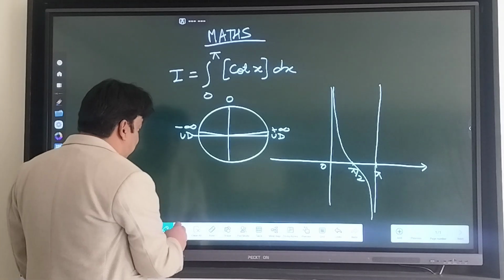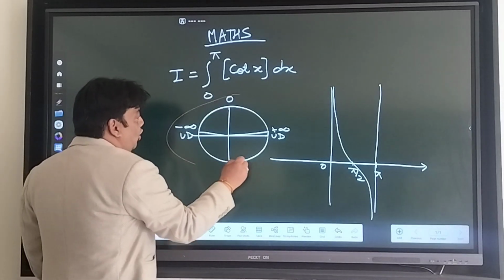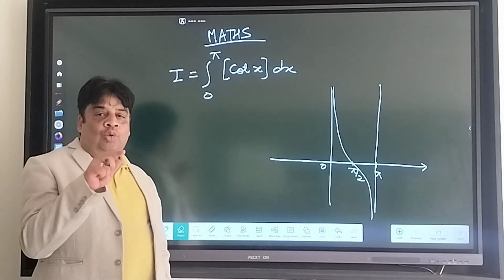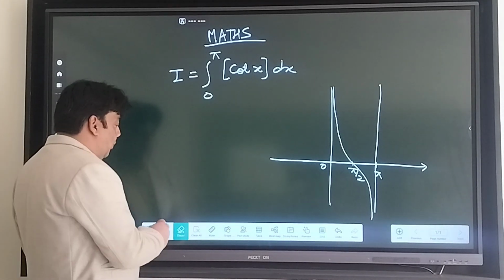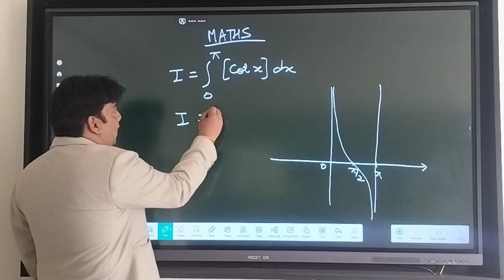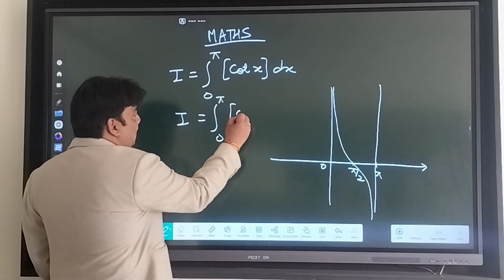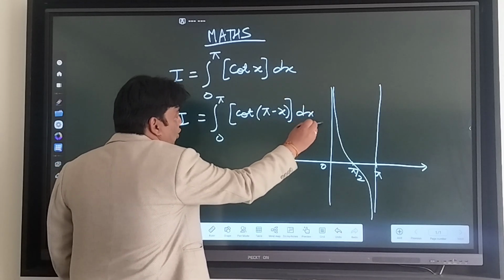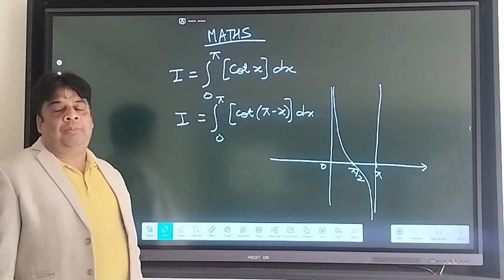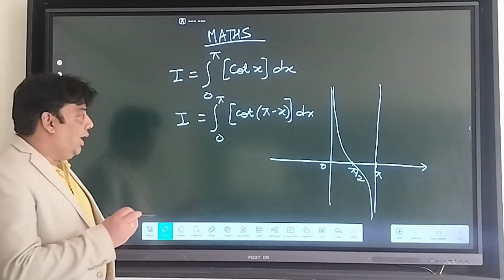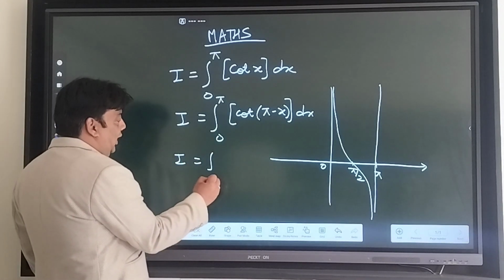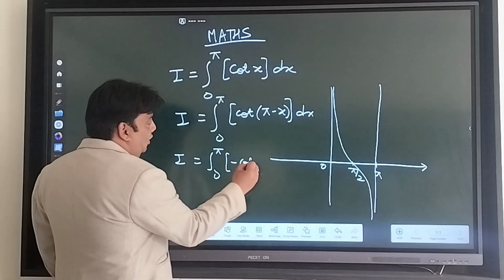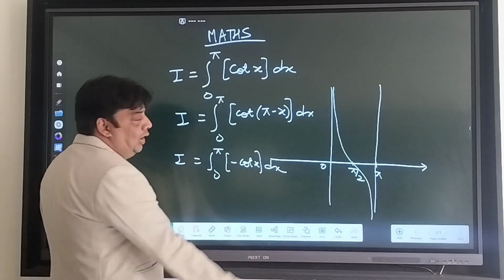Now, a very interesting method I am going to tell you. In spite of knowing the graph, the range and the domain, we are not able to solve the question if we don't know the property. If we apply a property here, it can be written as the integral from 0 to pi of the greatest integer of cot of (pi minus x) dx. This property is known to everyone: the integral from a to b of f(x) dx can be written as the integral from a to b of f(a plus b minus x) dx. Now it becomes 0 to pi. In the second quadrant cot is negative, so it becomes the greatest integer of minus cot x dx. Up to this point it is very simple.